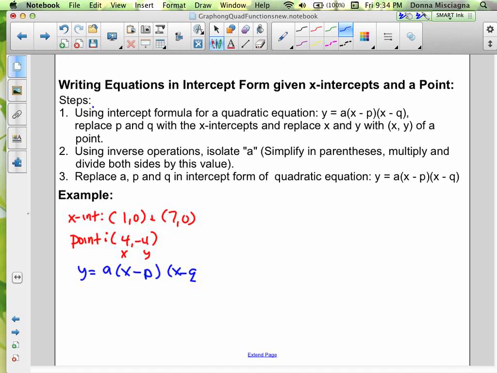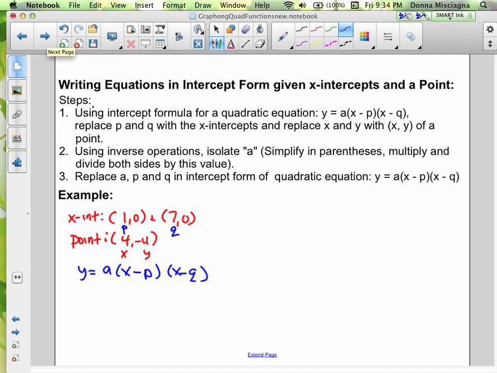You're going to replace p and q with the x-intercepts, so not the 0, but the x value. So that's going to be p, and that's going to be q. And replace x and y with the x and y of a point.